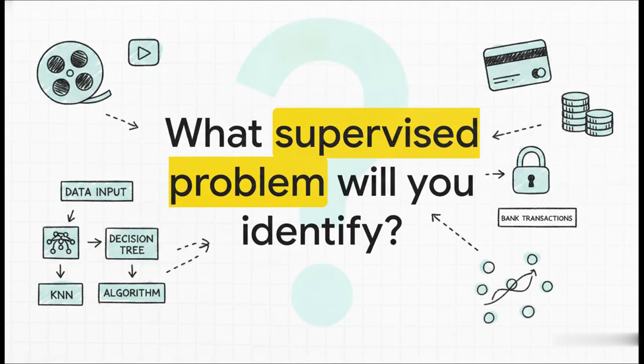So, I'll leave you with this. Look at the data all around you. What supervised problem will you identify next? The very next time an app recommends a movie you might like, or your bank suddenly flags a weird transaction, I want you to ask yourself, what specific labels trained this model? Are they predicting a distinct category or continuous value? I highly encourage you to dive deeper into algorithms like decision trees and really see how they function under the hood. Thanks so much for joining this explainer, and keep exploring.